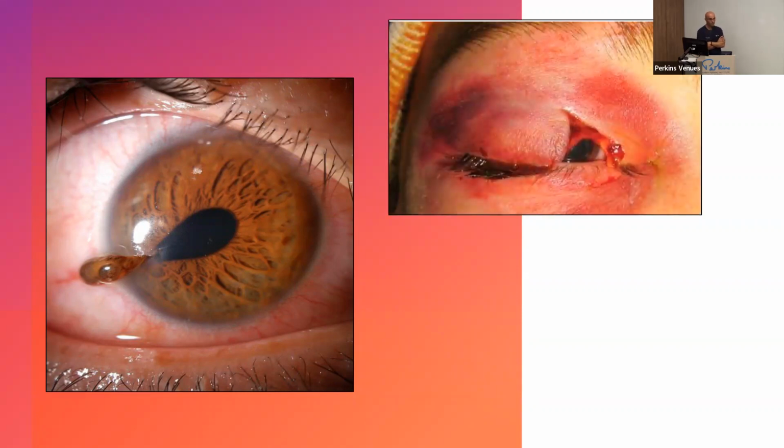Here's another type of injury which can definitely be associated with a penetrating eye injury. This is a full thickness lid laceration on the nasal aspect of the lid. Obviously, this is going to need surgery to put that lid back together. And underneath that cut, you're going to be very suspicious of a possible penetrating eye injury.